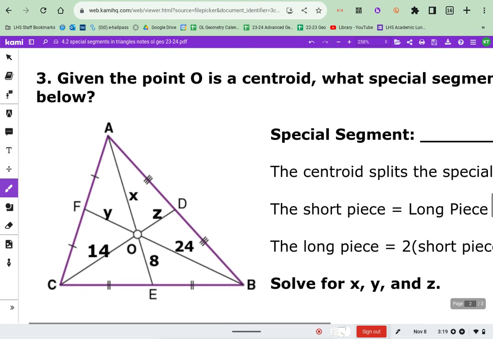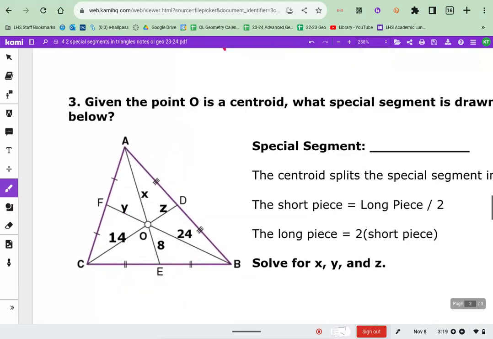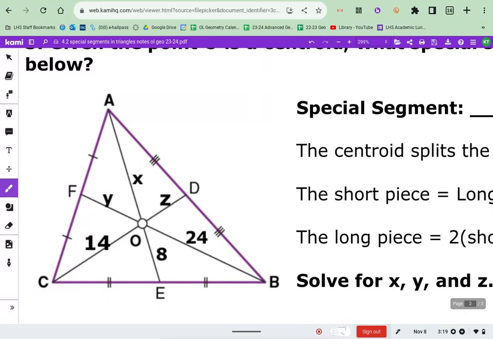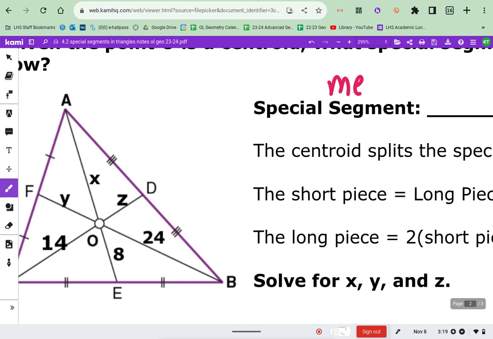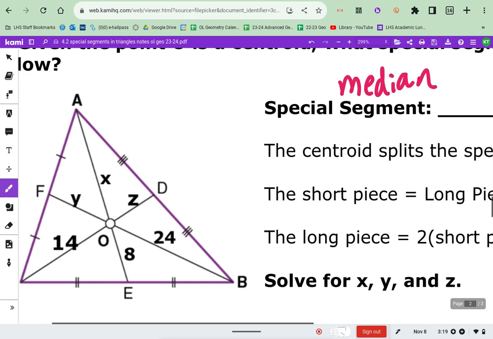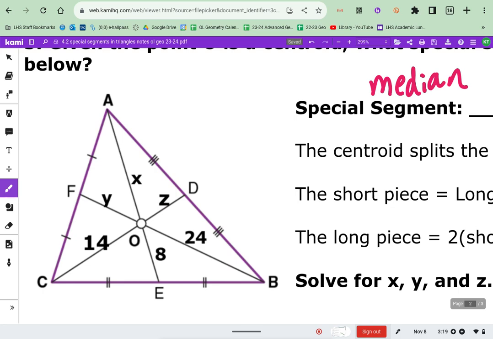Okay, question 3. Given point O is the centroid, what special segment is drawn in the picture below? So look back on the front of your notes. What special segment makes the centroid? The median. Nice. There you go. Okay, so these are medians. And there's a lot going on in that picture, so just to point it out, remember that the median starts at a vertex and goes to the midpoint of the other side. So like AE is an example of one median.